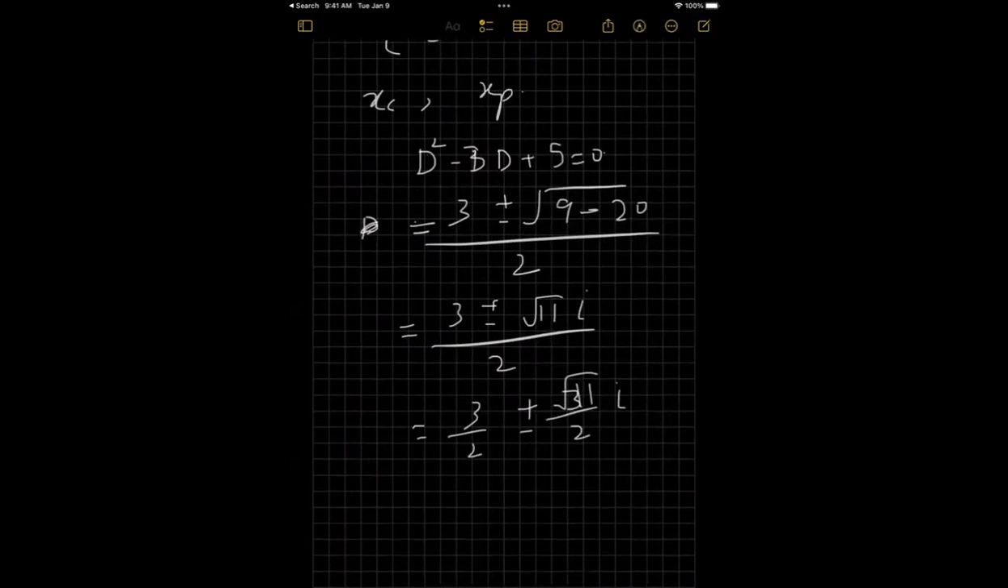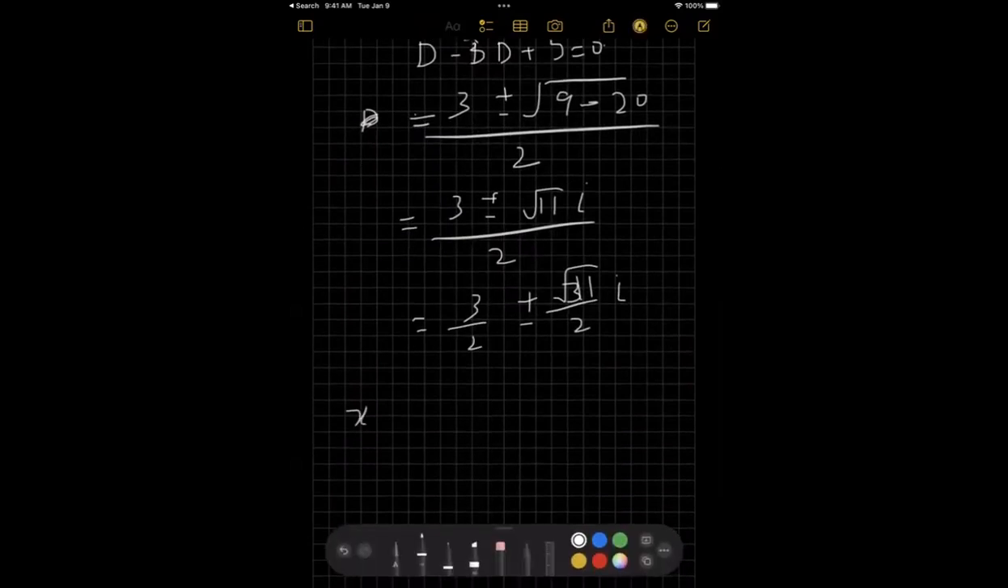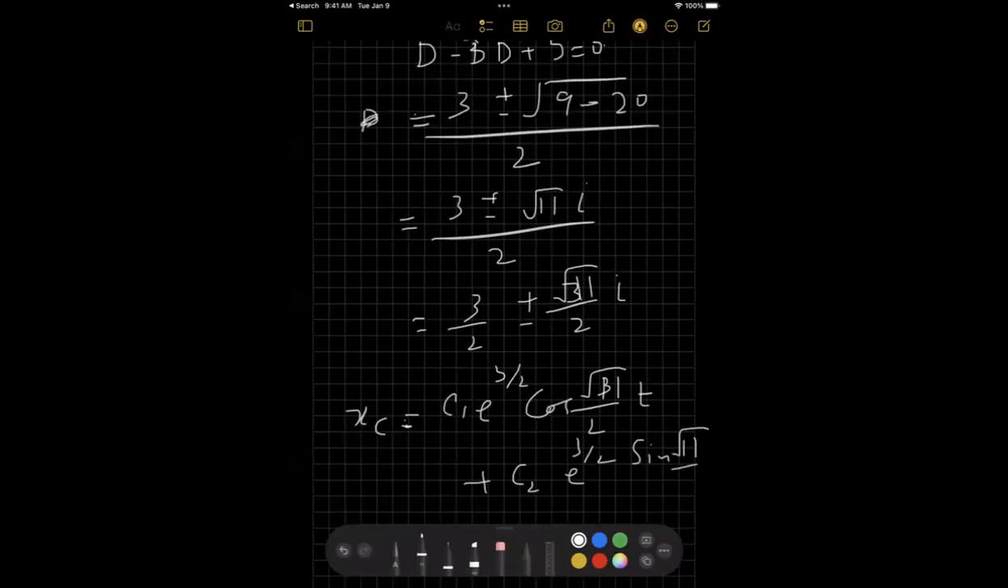So our xc will be equal to c1 e raised to the power 3t by 2 cos of (root 11 by 2) t plus c2 e raised to the power 3t by 2 sine of (root 11 by 2) t. Any question till here?